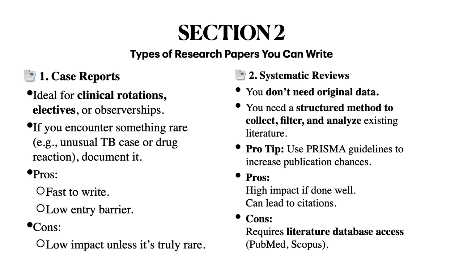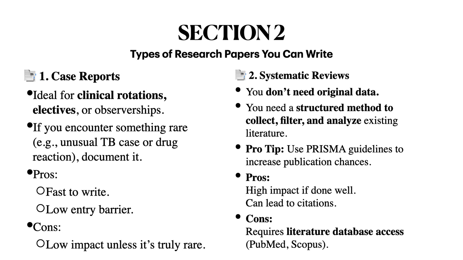The second option you have is systematic reviews. You don't need original data in this. You need a structured method to collect, filter, and analyze existing literature. The pro tip for systematic reviews is that you have to use PRISMA guidelines to increase publication chances. So what are PRISMA guidelines? You have to search that. I have not attached it here because whenever you start to write a research paper, you need to be familiar with PRISMA guidelines at a very core level.